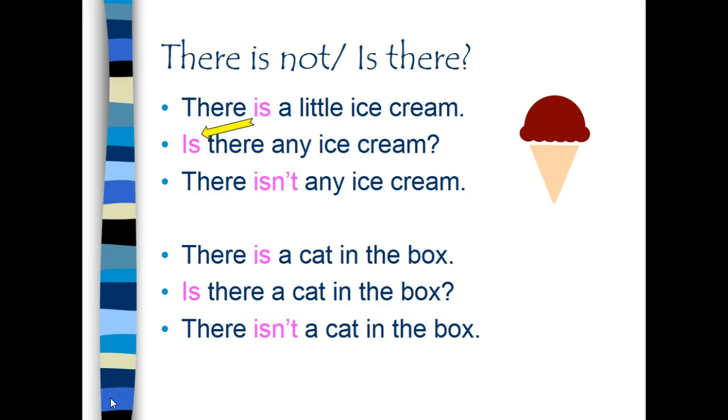To make the expression negative, we add the adverb not. And to make a question, we change the order. For example, there is a little ice cream. To make it into a question, I invert the is and the word there. Is there any ice cream? And to make it negative, I add not. There is not or there isn't any ice cream.